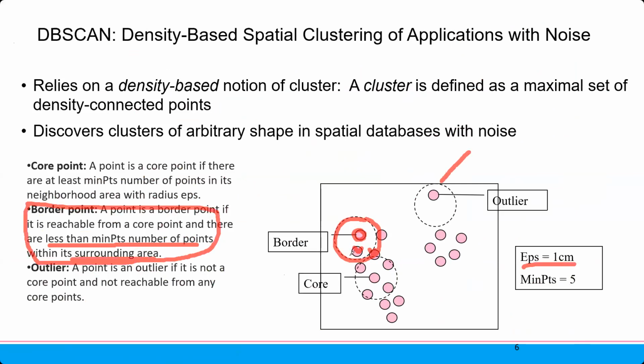However, this one still can be reachable. What does it mean? This is the core point, and it is still reachable to this border point. That's why we can say this is the border point, even though there are no 5 points inside this radius.